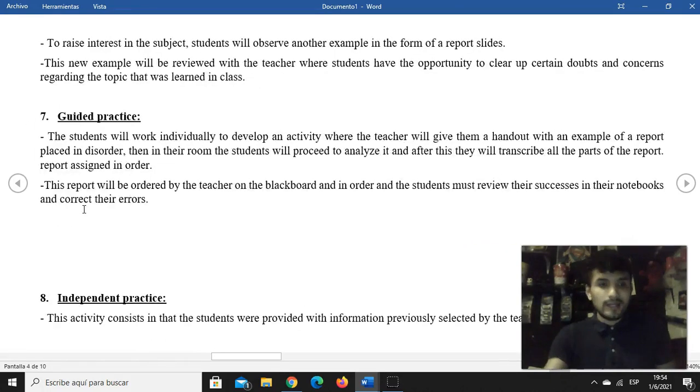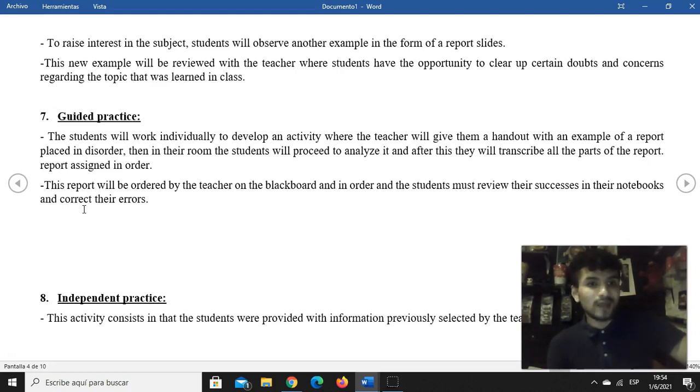The next is modeling, where we have to raise interest in the subject. Students will observe another example in the form of report slides. I'm going to show my students another kind of report that I previously selected to share with my class. This new example will be reviewed with the teacher, where students have the opportunity to clear up certain doubts and concerns regarding the topic learned in class.